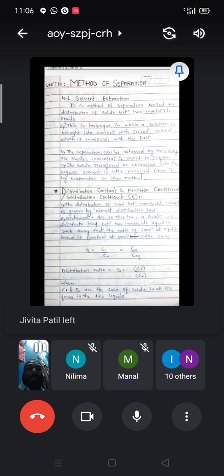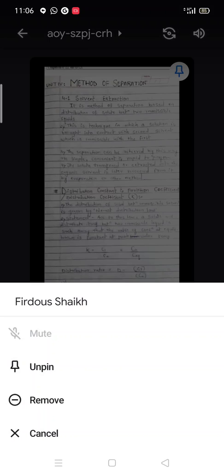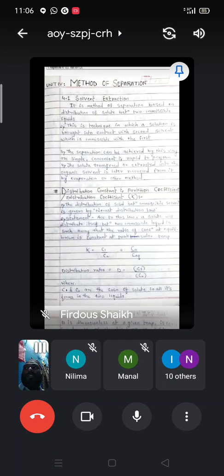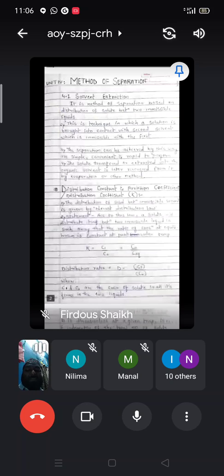The method of separation based on the distribution of a solute between two immiscible liquids is nothing but solvent extraction. The answer will be solvent extraction. Then there will be an MCQ based on the distribution coefficient: which law governs the distribution of a solute between immiscible solvents? That is nothing but the Nernst distribution law.